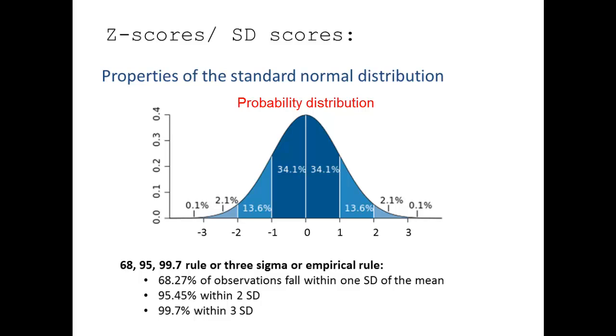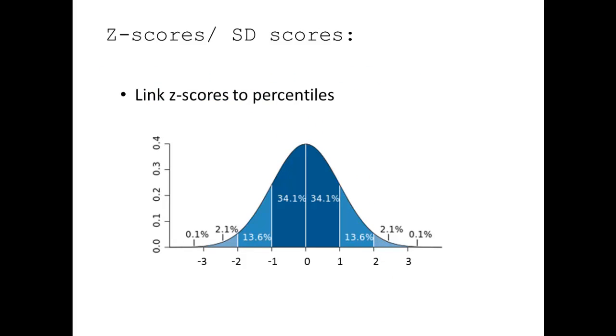For example, there's less than a 2.5% chance that an observation selected at random from the population will have a z-score greater than 2. And these probabilities can also be directly linked to percentiles. For example, in a height growth curve that's normally distributed, someone with a z-score of 2 would be on the 97th percentile.